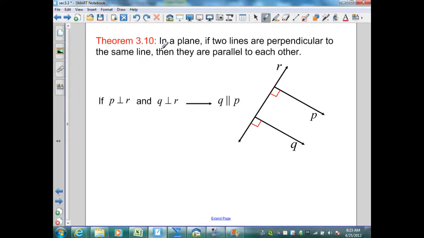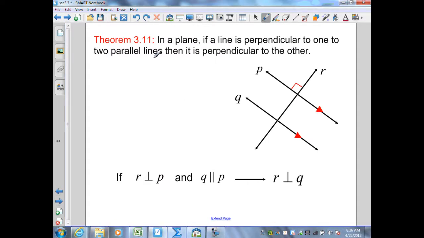In this theorem, in a plane, if two lines are perpendicular to the same line, here I have P perpendicular to R. And I know when two lines are perpendicular, they intersect to form right angles. I also know that Q is perpendicular to R. Again, they intersect and form right angles. And what I have in the diagram is two lines and a line that intersects both of those lines. That is a transversal. When two lines are cut by a transversal and corresponding angles are congruent, then these two lines must be parallel. Therefore, the theorem states then the two lines are parallel to each other. Q is parallel to P.